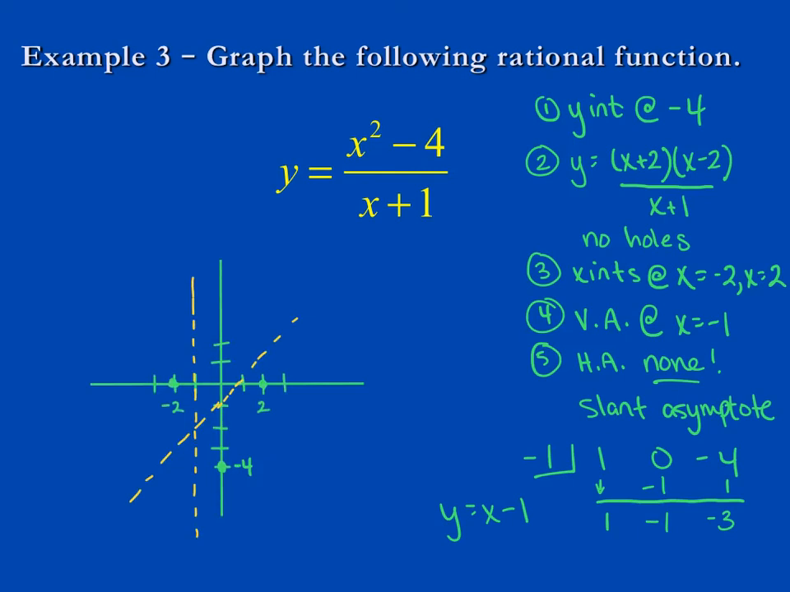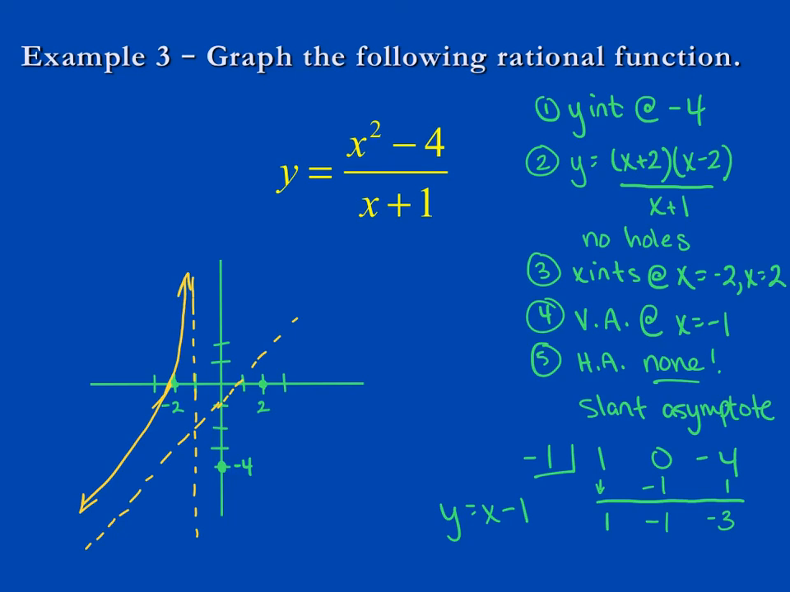Okay, now for the sign analysis. To save a little time, I'm going to tell you that to the left of -2, the graph is negative, and in between -2 and -1, the graph is positive. And so it will look something like this. It's going to get closer and closer and closer, I'm using yellow, sorry, to this diagonal slant asymptote here, and then it's going to get closer and closer and closer to our vertical asymptote here.